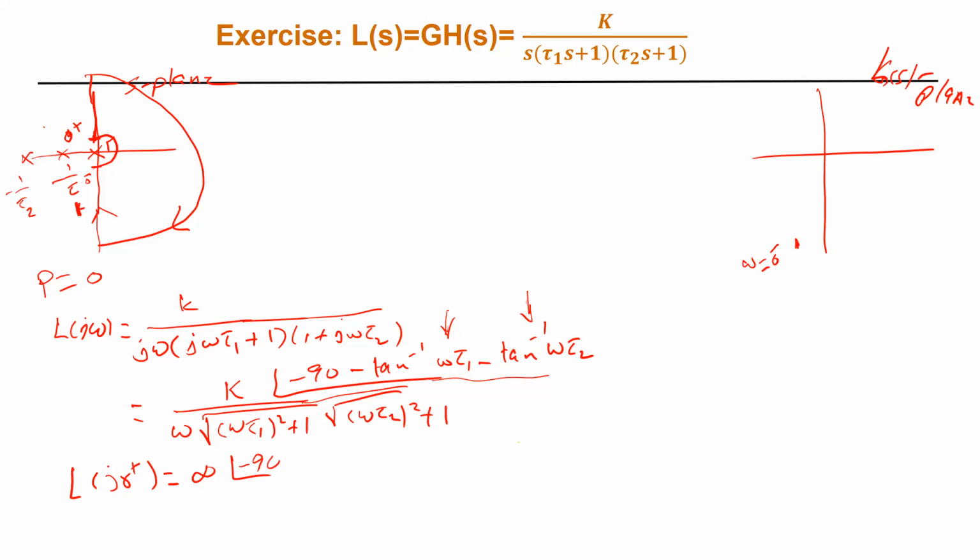Now we increase. We go, let's say, ultimately to infinity. So L of j infinity.